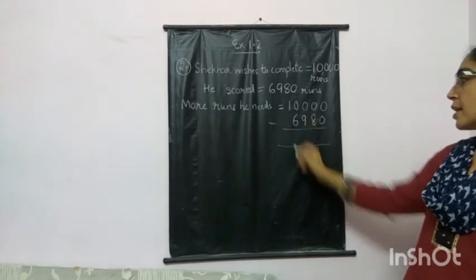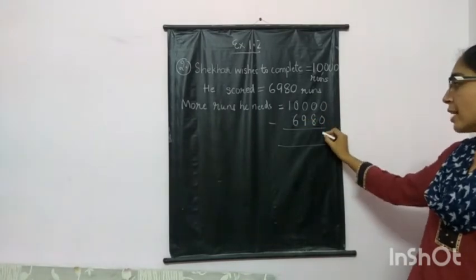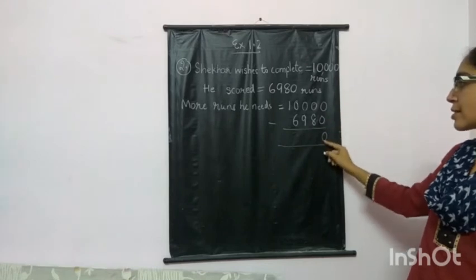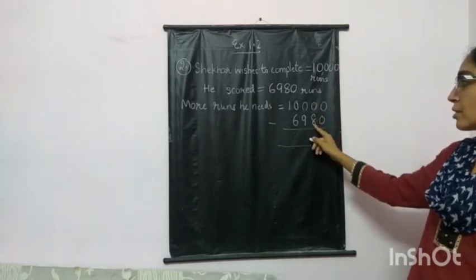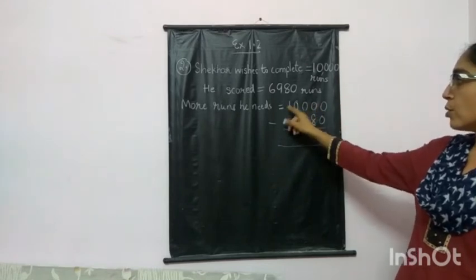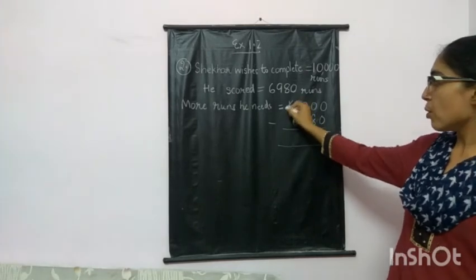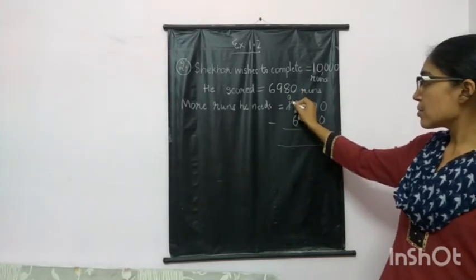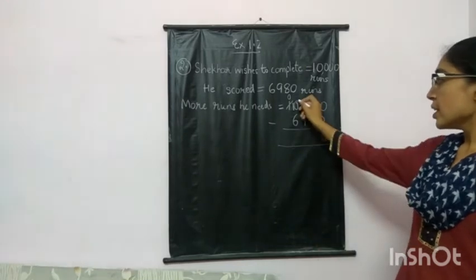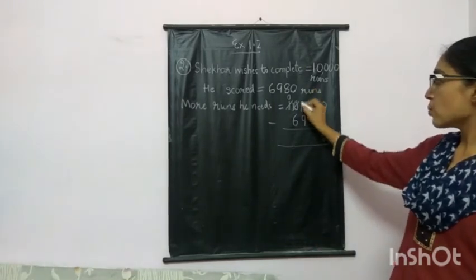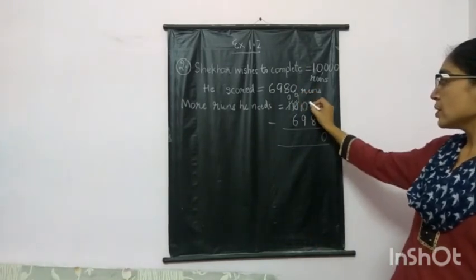So write from this side. Now we will subtract it and we will get our answer. 0 minus 0, 0. 0 minus 8 not possible. We need to borrow. This number is 1. We will borrow from here. It will become 0 and it will become 10. It will again give this 1 and 9 will be left.